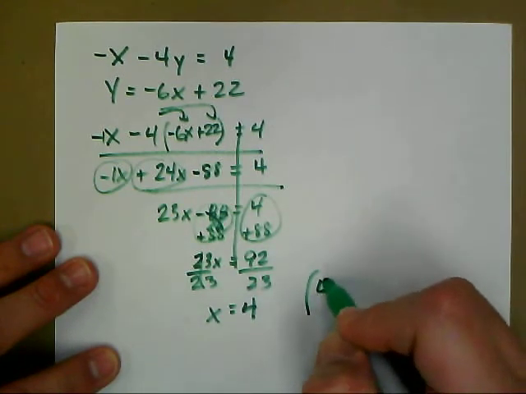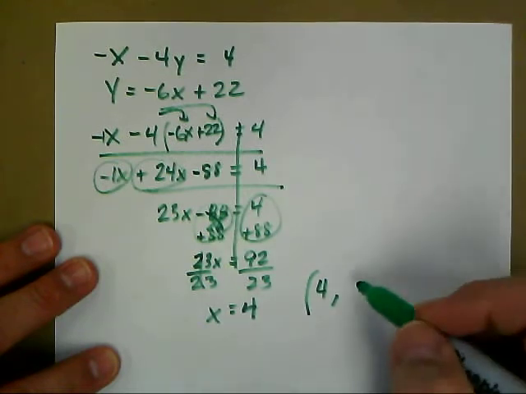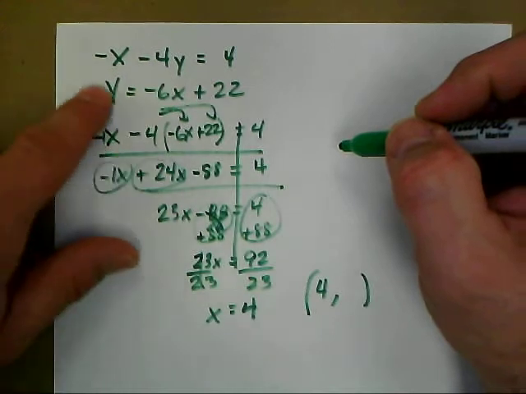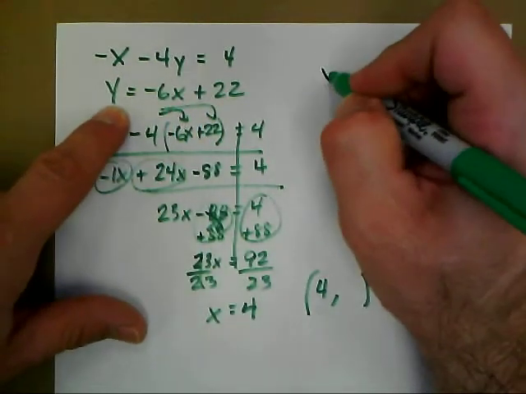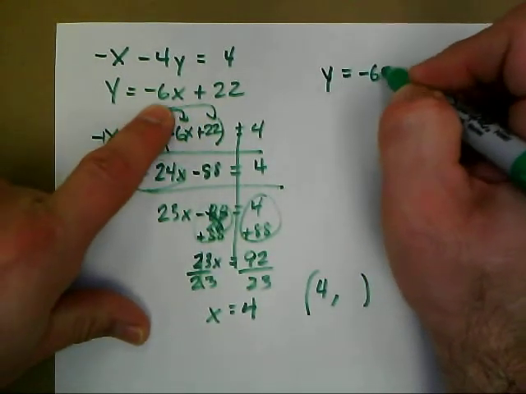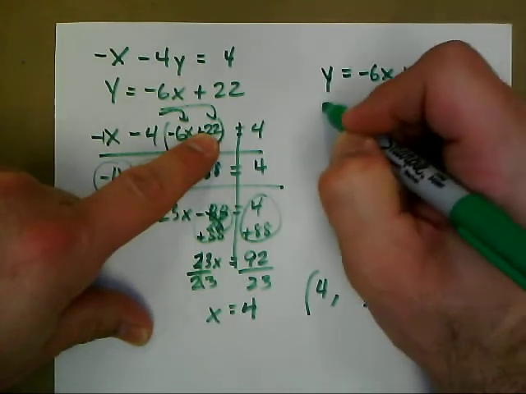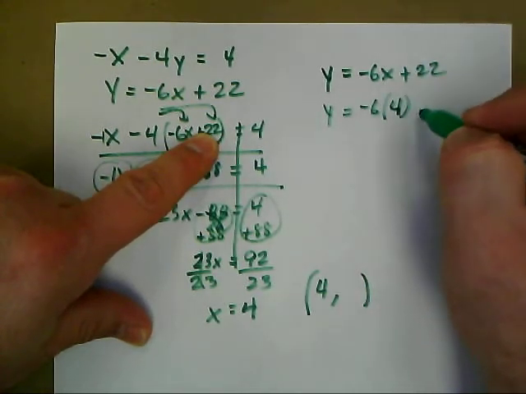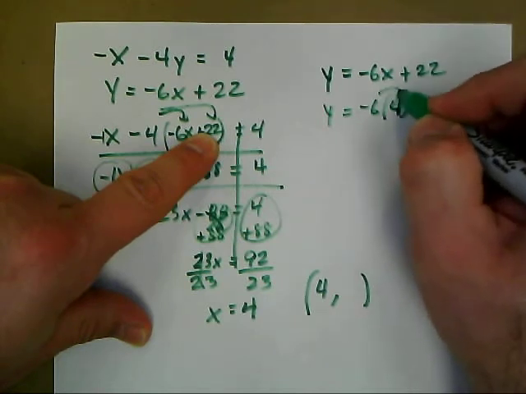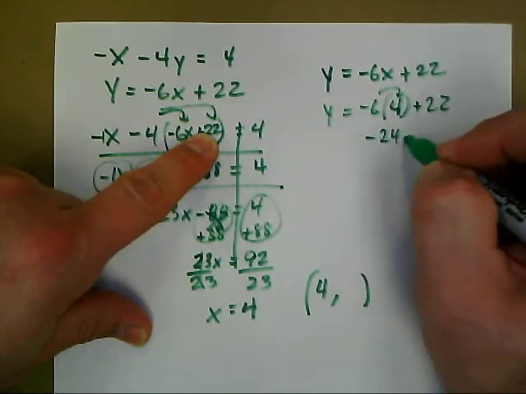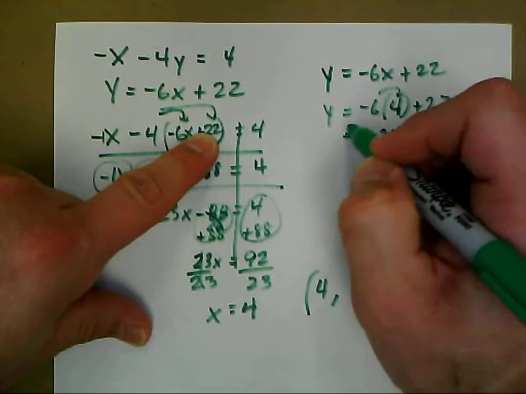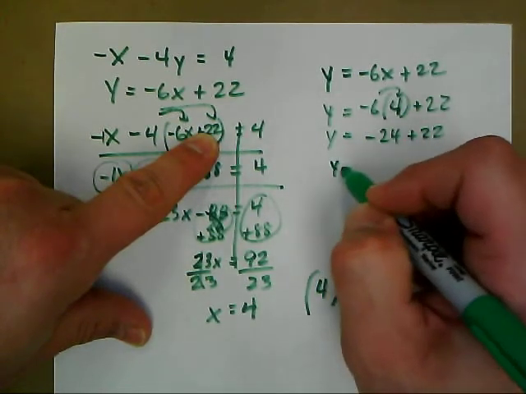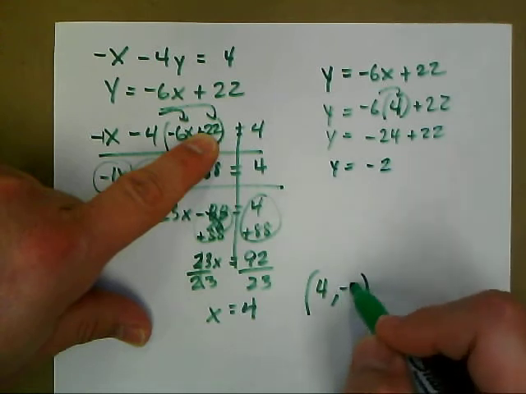So that is the first part, 4, and I'm running out of room for my next one down here. So what do we do? We know the value of x, 4. We take it up here, and we take it to the one that's already solved for y, because we need that. Y equals negative 6x plus 22. And we're going to substitute the value of 4 for x. Negative 6 times 4 is negative 24 plus 22. And then just simply add those two together. So y equals negative 2.